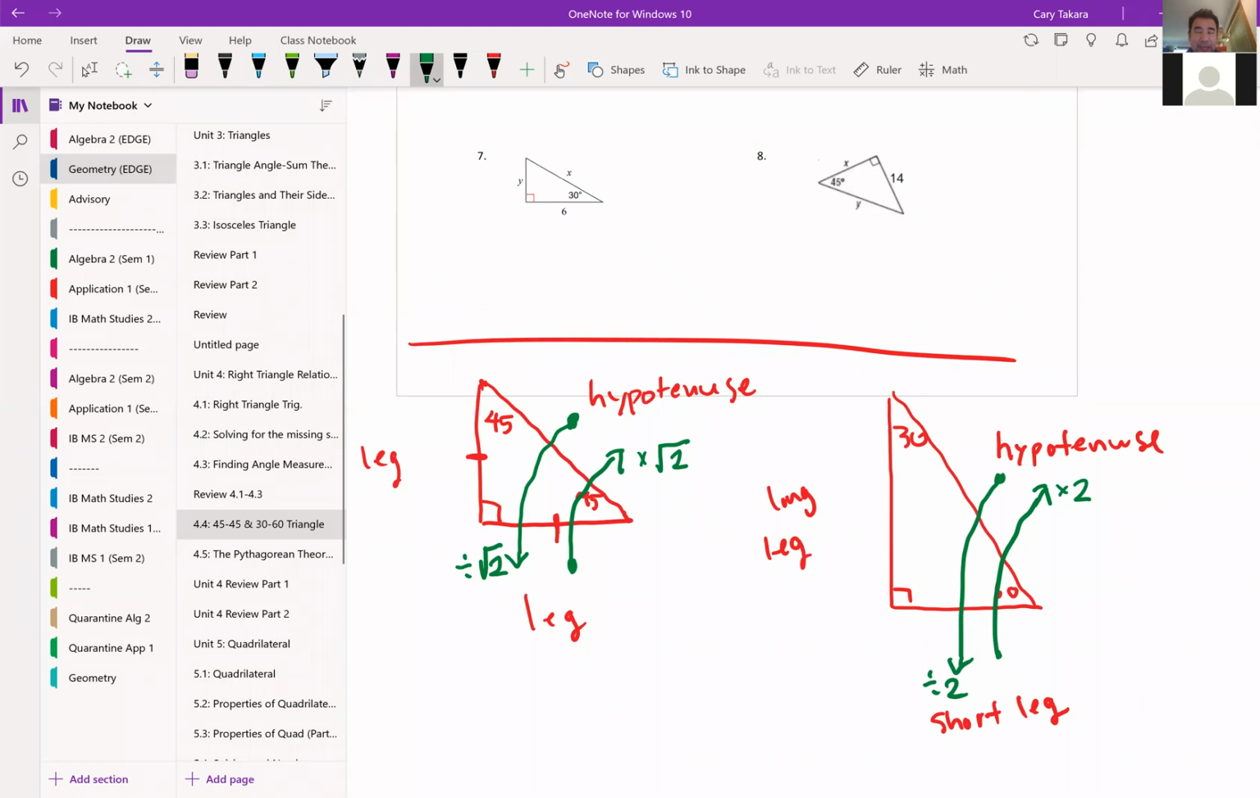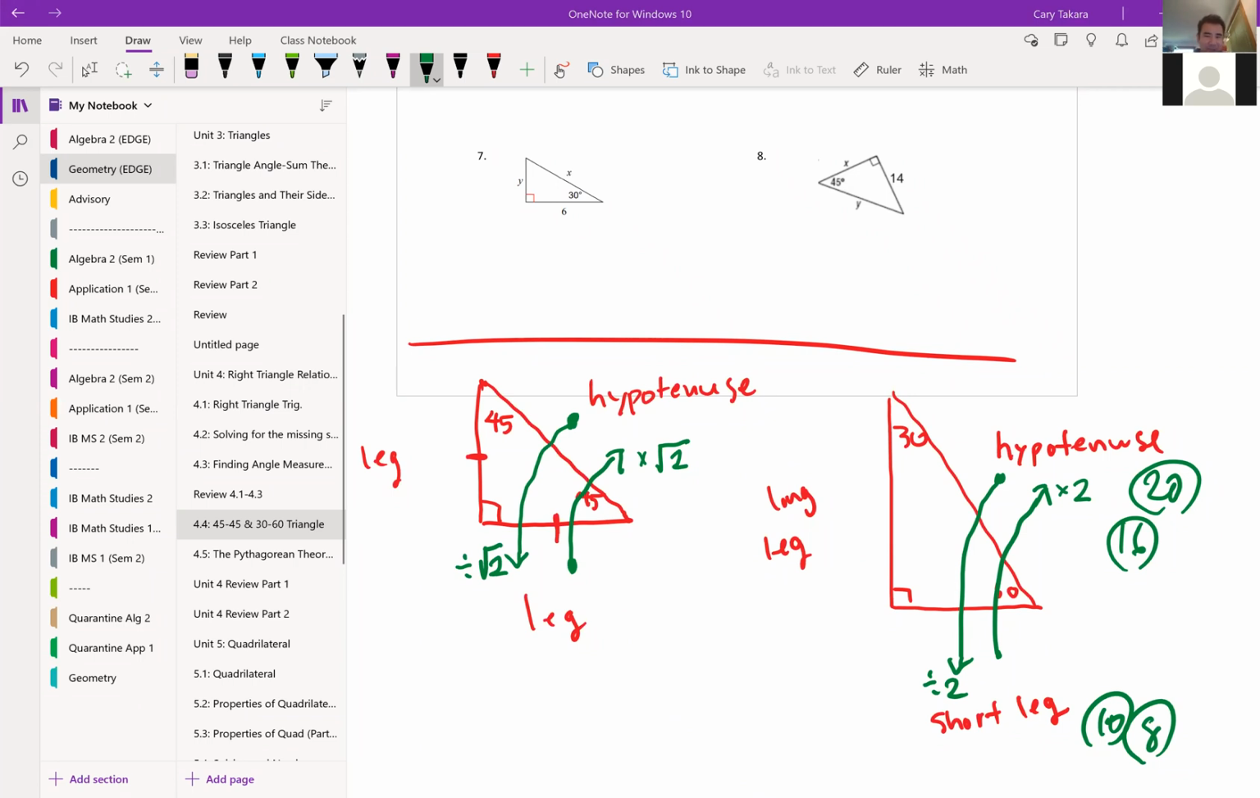If the hypotenuse is, let's say, 20, then what's the short leg? Short leg is going to be 10. If hypotenuse is 16, what's going to be the short leg? Short leg is going to be 8. It's always half of hypotenuse. Okay.